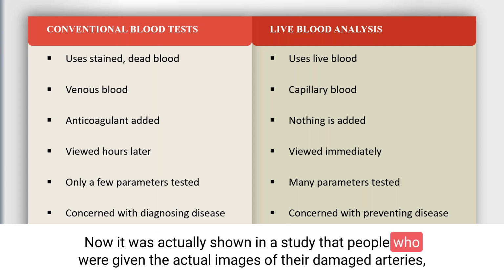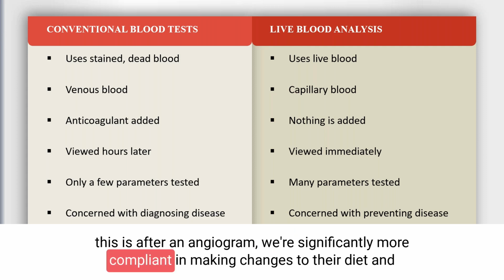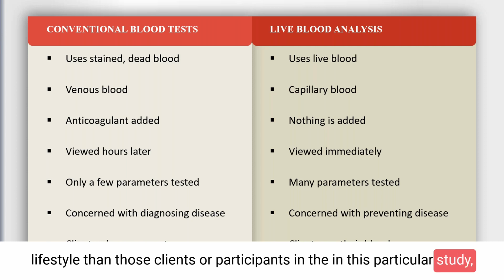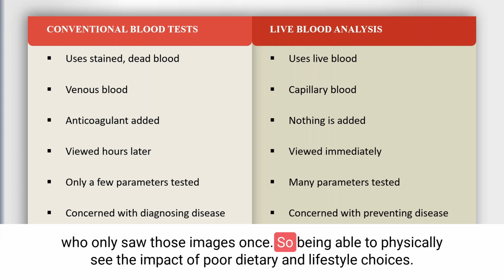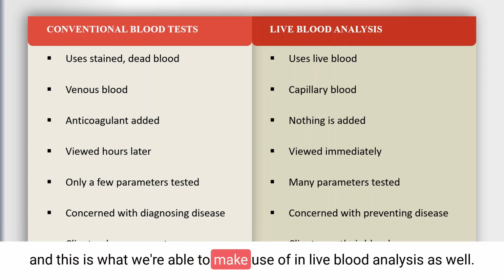Now, it was actually shown in a study that people who were given the actual images of their damaged arteries, this is after an angiogram, were significantly more compliant in making changes to their diet and lifestyle than those participants in this particular study who only saw those images once. So being able to physically see the impact of poor dietary and lifestyle choices and then to be able to refer back to those images really has a very powerful effect on keeping people motivated. And this is what we're able to make use of in live blood analysis as well.